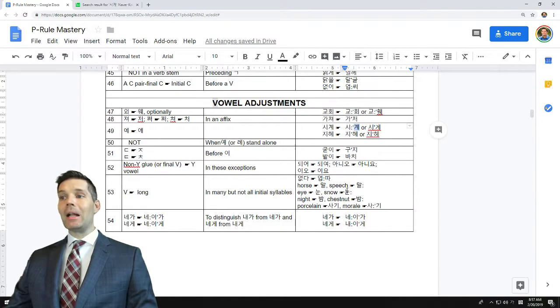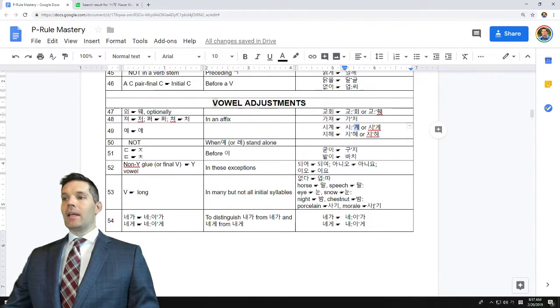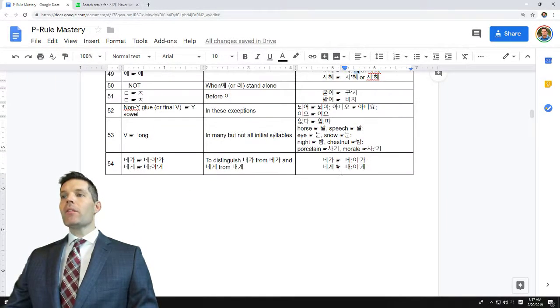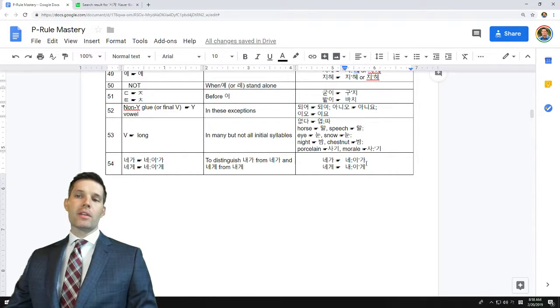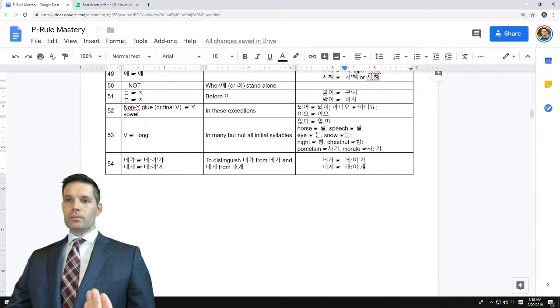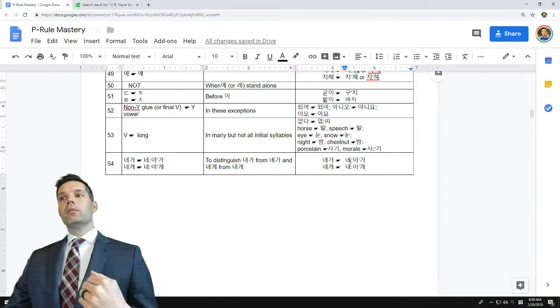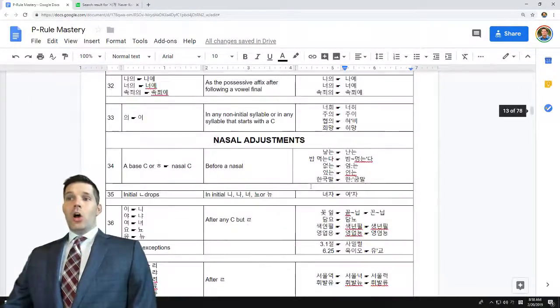Long vowels, 말, 눈 for snow, 밤, 사기. And then the very last one, this is to say you. Again, this one's not in a dictionary, but just when you're reading so that Koreans understand the difference between me and you. So 내가, 내게, right? That's going to sound more, you really kind of elongate that E sound. So me versus you. And those are they.